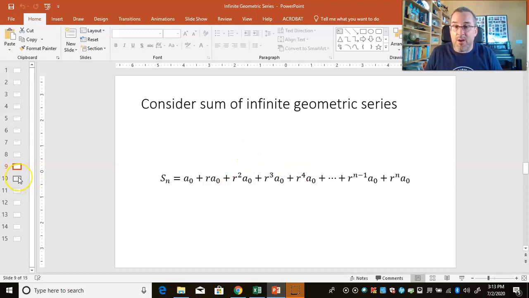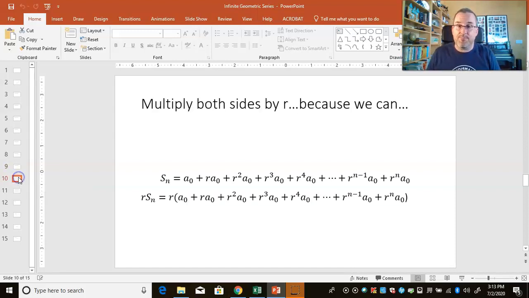All right, now we're going to try to find the sum of this. Remember the last case, my example, it looks like the series was converging to 8. So we're trying to generate, in general, how would we determine that? Well, take that and multiply both sides by r. Because you can. You can do anything you want to both sides. I want to multiply both sides by r.